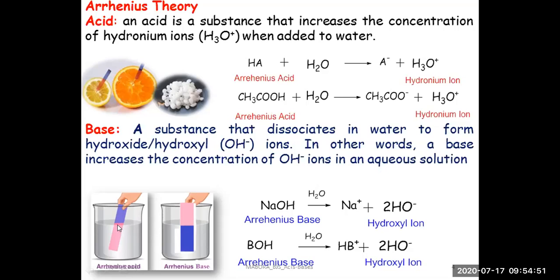Or they say that when I put litmus paper in acid, what happens to the litmus paper? The blue becomes red, then it is called an acid. And if I put my red litmus paper in base solution, then it will turn to blue.